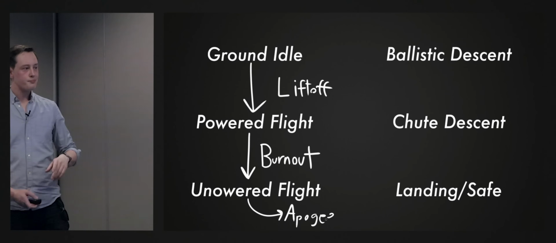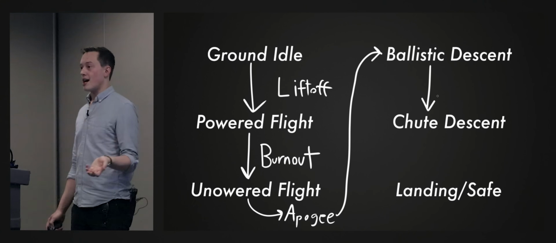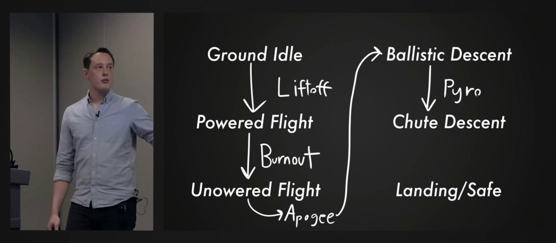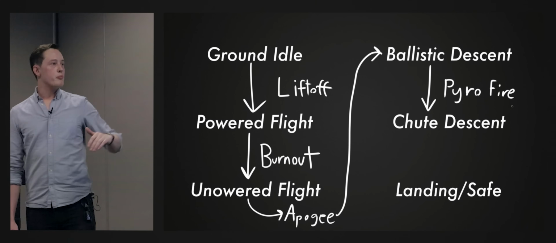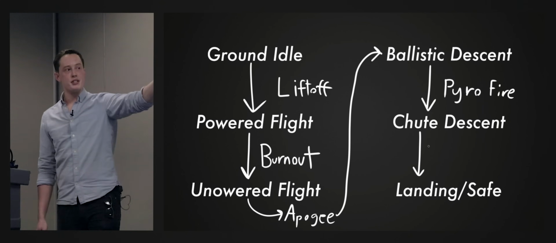with the approach here. From unpowered flight to ballistic descent is apogee, right? If we can detect apogee, we know we're no longer in unpowered flight, we're now descending. Pyro fire, when we fire one of those parachutes, that's when we switch from ballistic descent to chute descent.